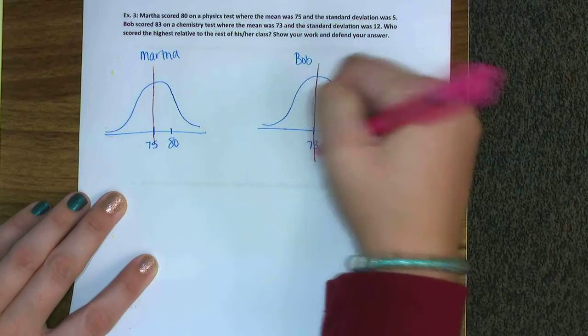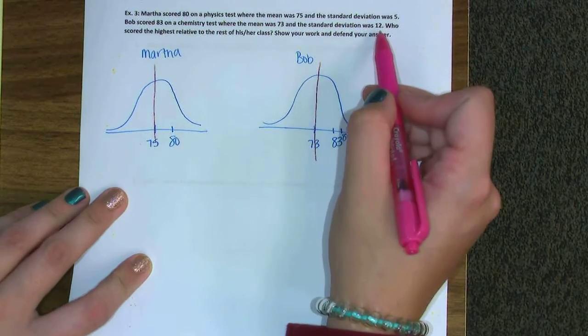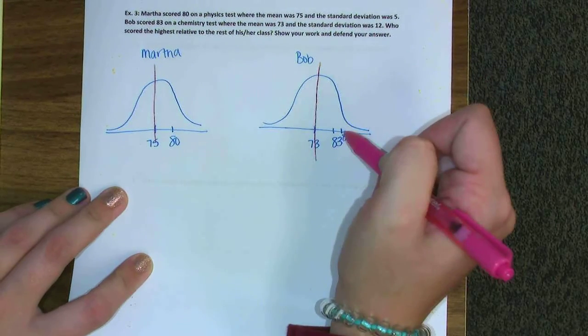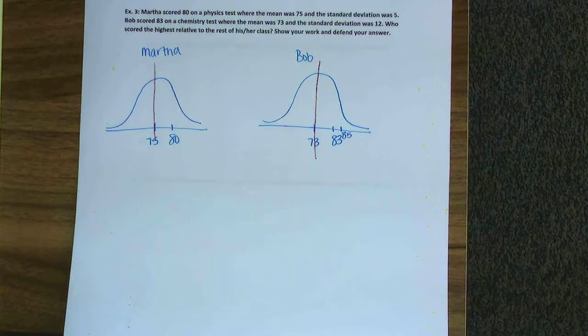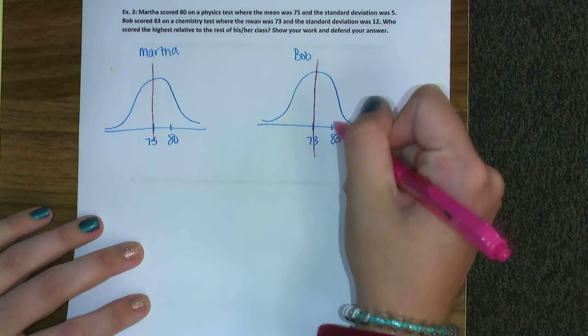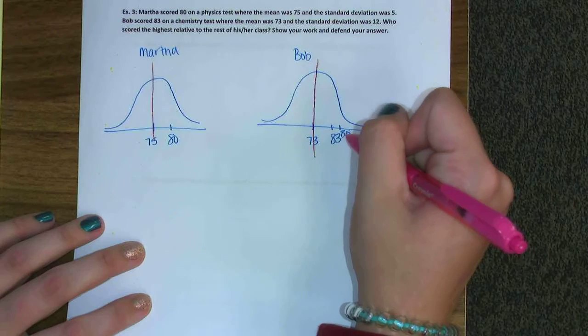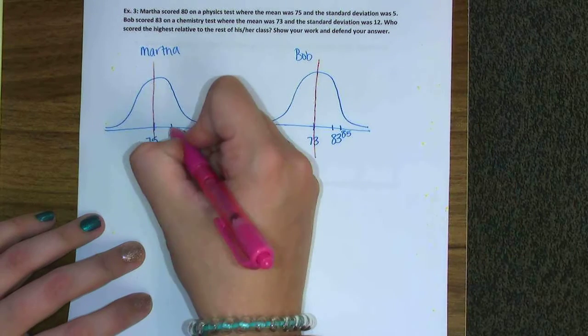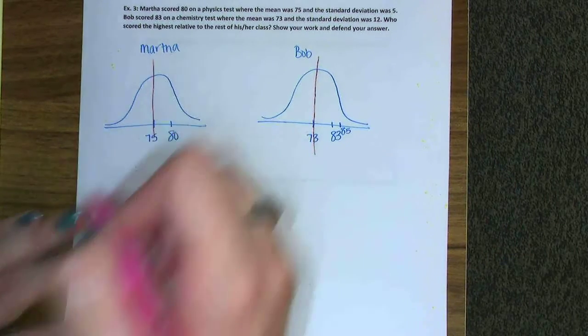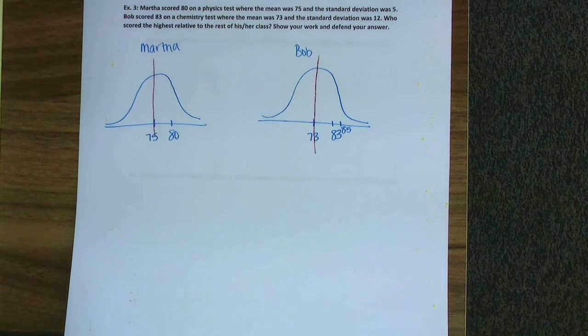Okay, the standard deviation for Bob was actually 12, not 10. Sorry. Yeah, 73 in the middle. And then his score was 83. The standard deviation was 12. Okay, the standard deviation for Martha was 5, so her score is right there at 80. So basically, I want to find the z-scores for each one.